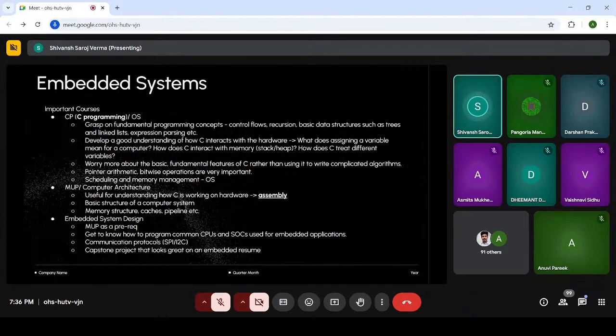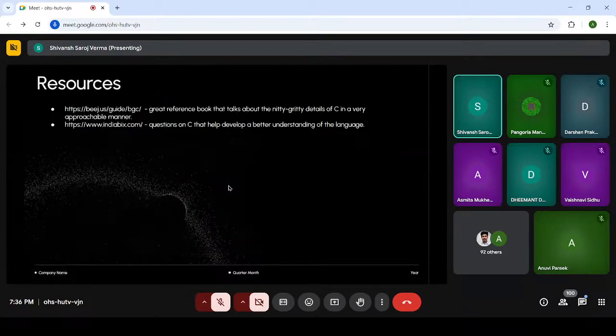You'll also be taught communication protocols like SPI and I2C that are used to communicate between embedded systems. That's really important in embedded interviews. And I've listed some resources here.